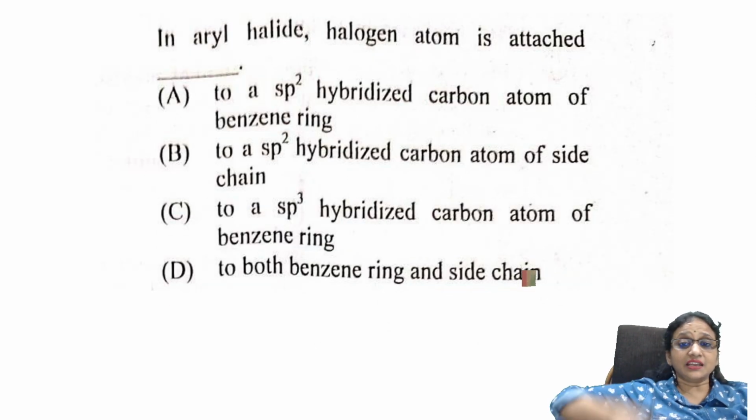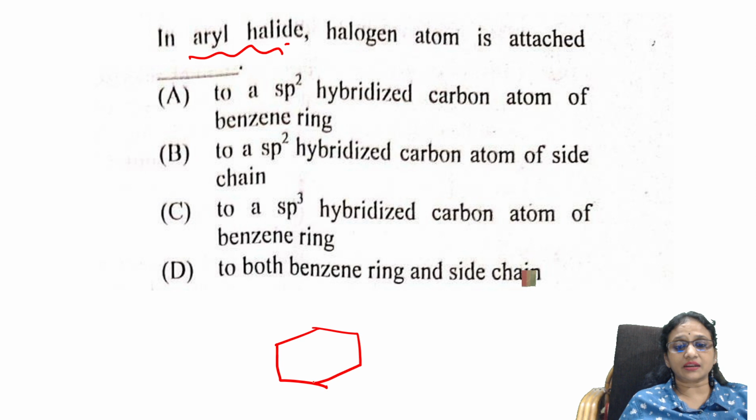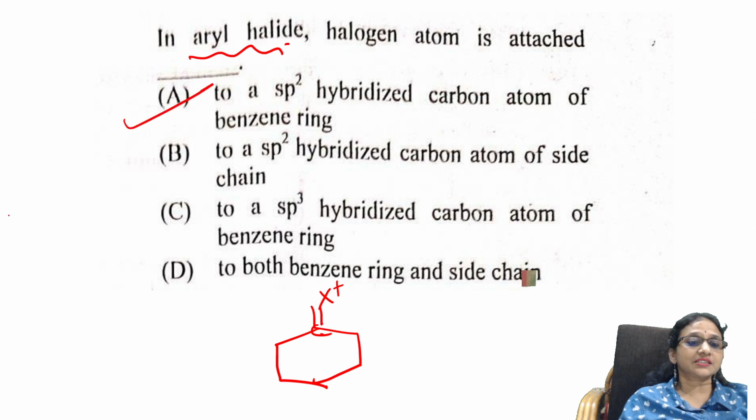In aryl halide, the halogen atom is attached to an sp2 carbon. Aryl halide has partial double bond character. The bond is always sp2. Single bond is sp3, double bond is sp2, triple bond is sp.